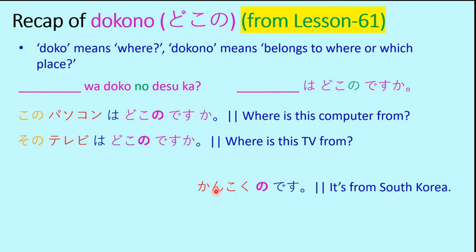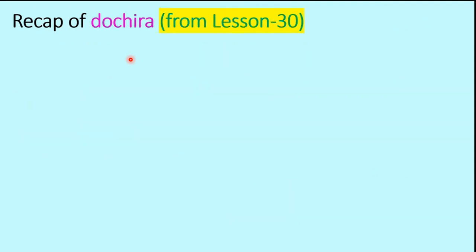The answer may be Kankoku no desu. Kankoku no desu means it's from South Korea. So by adding no with doko, we ask the question of belongingness of something to a place. So that was the recap from the last lesson 61.